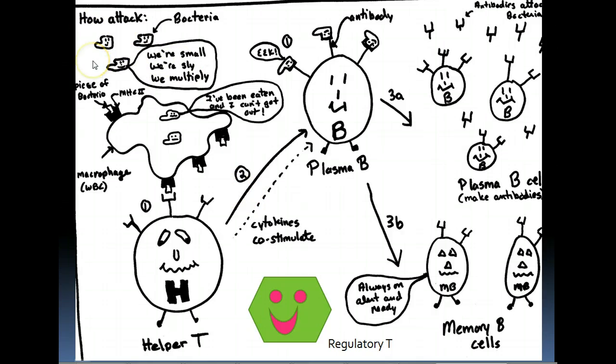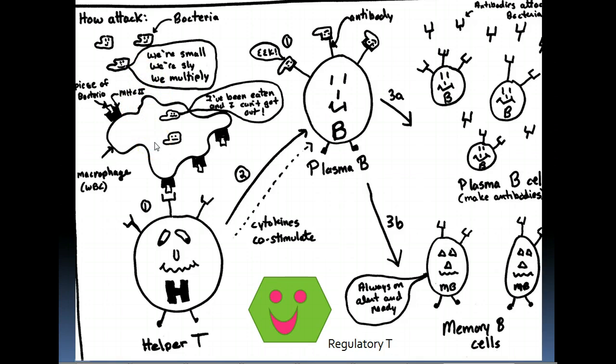And remember, bacteria are different from viruses in one respect, in that they don't have to live in cells. They can free float. So here they are, they're small, they're sly, and they multiply. But also remember that macrophages and other types of white blood cells are going to engulf, through phagocytosis, these bacteria in order to try to get rid of them. And one of the things these macrophages or other white blood cells that use phagocytosis will do is they will put a piece of the bacteria on their MHC proteins. In this case, it's MHC2 proteins.